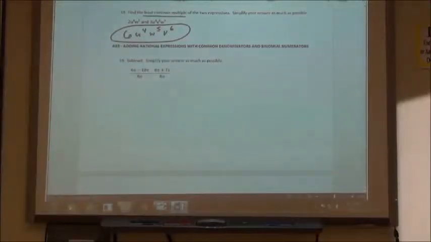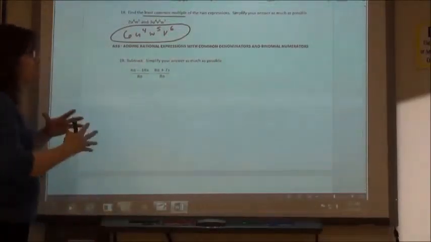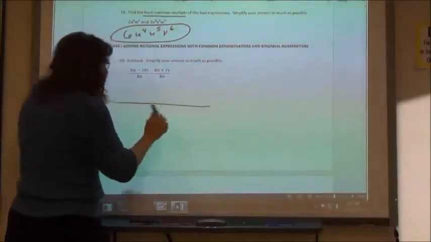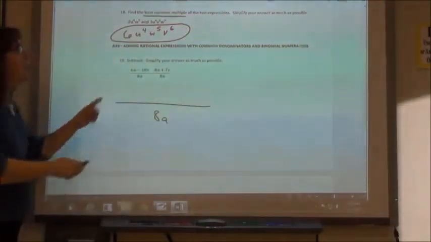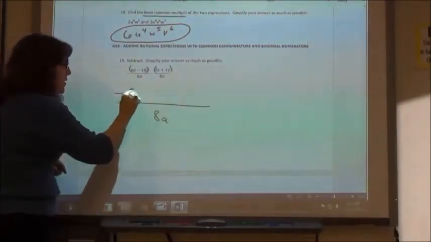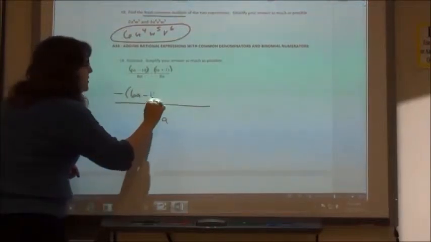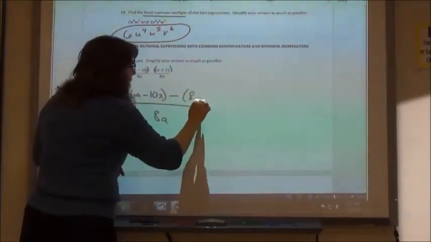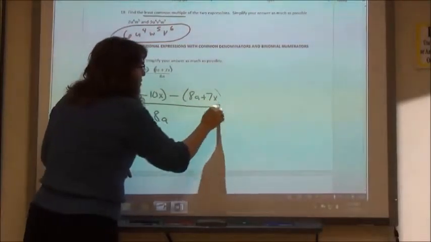Next ones, we're adding rational expressions that already have a common denominator. If I have a common denominator, I'm really just working with the numerators. So what I'm going to do is rewrite this as one great big fraction and put all the rest up on top, but I'm going to put parentheses around my numerators. So I have a minus sign, 6a minus 10x, and then I have a minus sign, 8a plus 7x.